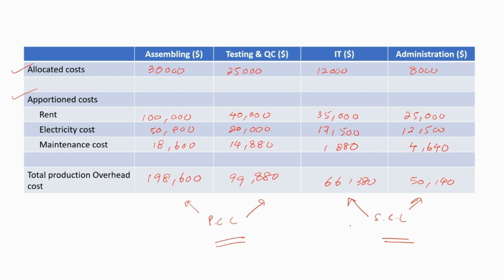Under reapportionment, what we are going to do is reapportion these overheads into production cost centers, because we need to calculate the production cost per unit. In order to do that, we have to move the service cost centers' costs into production cost centers. This is the reapportionment. We are going to apportion overheads again. This is why it is called reapportionment.